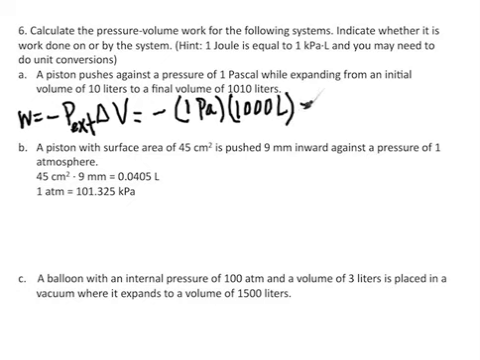So this equals minus 1 kilopascal liters, which equals minus 1 joule. Okay, so is this work done on the system or by the system? This is work done by the system. When it's negative, it is work done by the system.